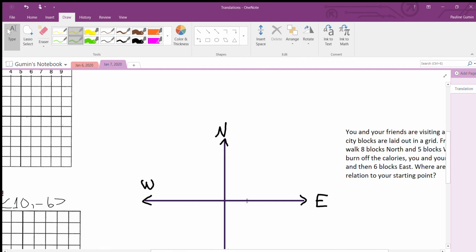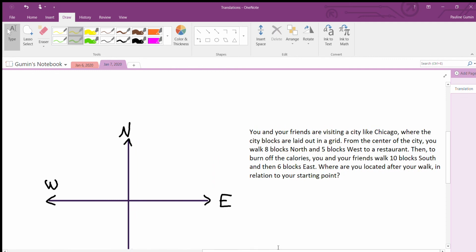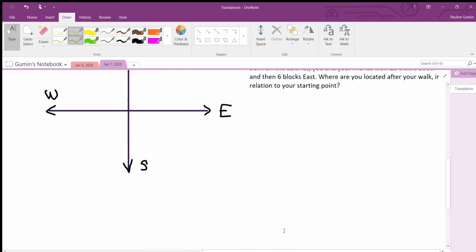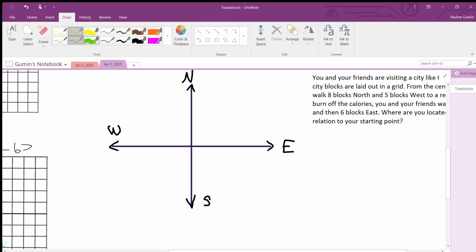All right, so you and your friends are visiting a city, sort of like Chicago, where the city blocks are laid out on a grid. From the center of the city, you walk 8 blocks north and 5 blocks west to a restaurant. Then, to burn up some calories, you and your friends walk 10 blocks south and 6 blocks east. So where are you located after your walk in relation to our starting point? So let's say our starting point is right here, what we consider to be the origin. That's going to be the middle of our city.